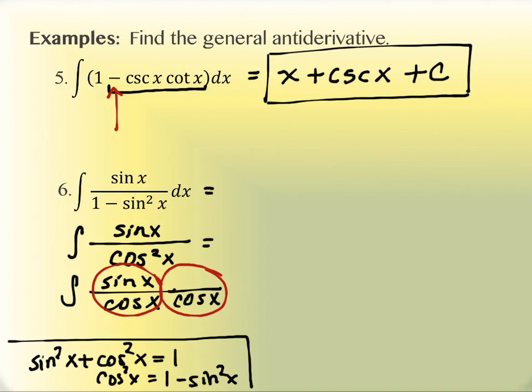I still don't really want a denominator. This is tangent, because sine over cosine is tangent. And this is really 1 over cosine. And 1 over cosine is secant. And I have already done something that I told you not to do. Does anybody catch it? I left off my dx. Let me put those back in.